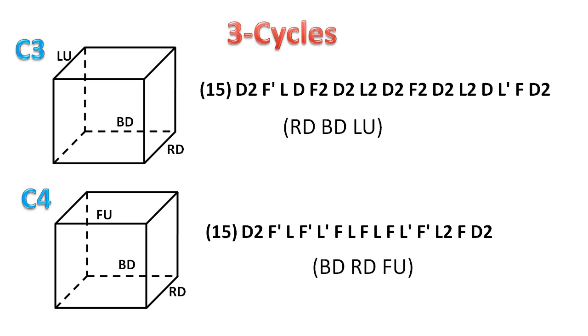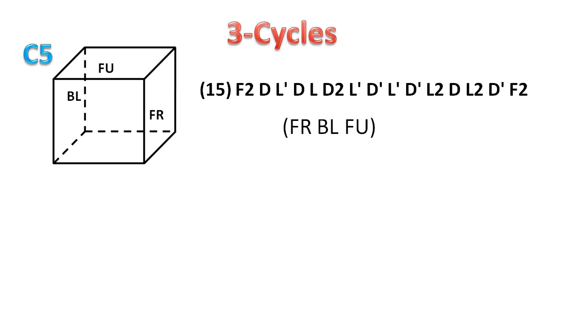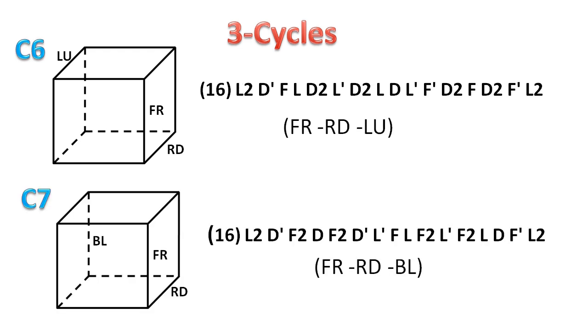Algorithm C3 and C4 are 3 cycles over 50 moves, and they cycle between edges on 3 different faces. Algorithm C5 is also an algorithm composed of 50 moves, and again it cycles between 3 edges on 3 different faces. Algorithm C6 and C7 finally are algorithms which cycle between 2 edges on one face and 1 edge on another face.